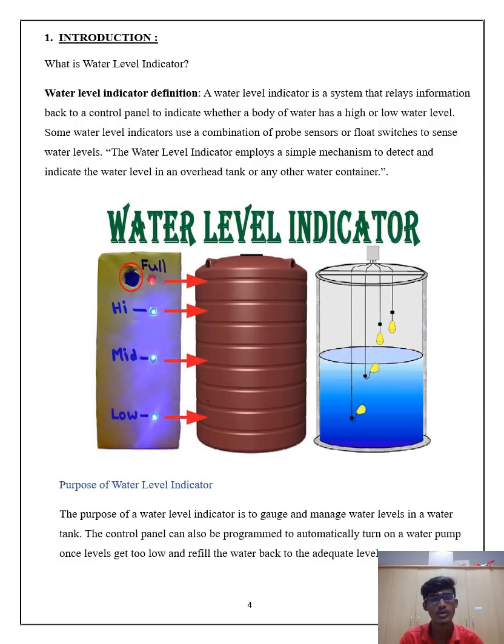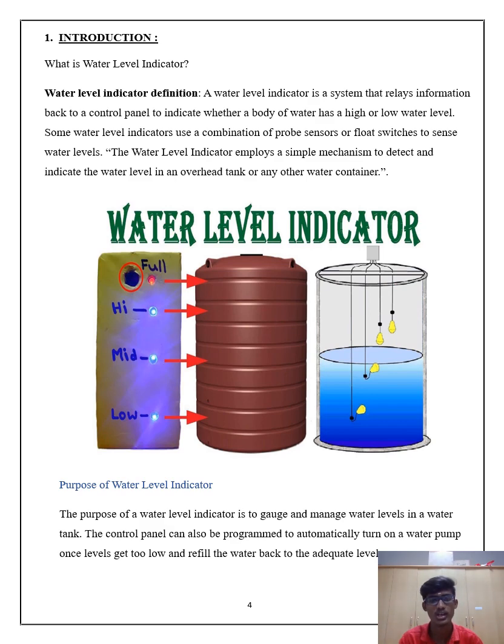Introduction. What is a water level indicator? A water level indicator is a system that relays information back to a control panel to indicate whether a body of water has a high or low water level. Some water level indicators use a combination of probe sensors or float switches to sense water levels. The water level indicator employs a simple mechanism to detect and indicate the water level in an overhead tank or any other water container.